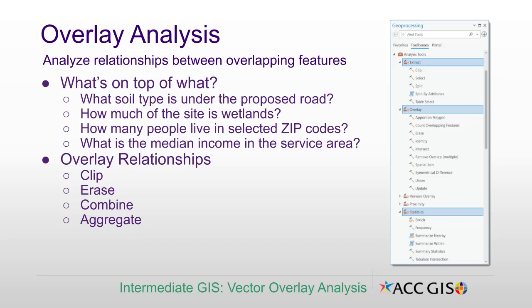Generally, these overlay relationships can be categorized as clip, erase, combine, and aggregate. And we'll talk about each of these. And you can find most of these geoprocessing tools in the geoprocessing analysis toolbox under the extract, overlay, and statistics toolset. But don't limit yourself just to these tool sets, because overlay geoprocessing tools are sprinkled throughout all of the toolboxes in ArcGIS Pro.